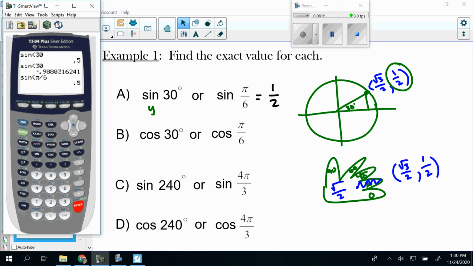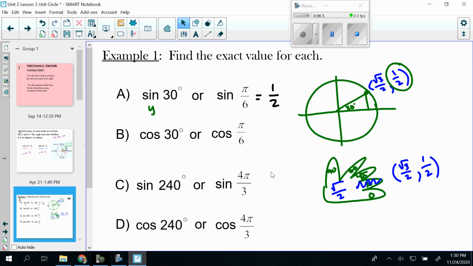All right, so then cosine of 30, that's the same triangle we just looked at then. That would be talking about our x value, because cosine's always your x value. So we can see that's our same triangle right here. This should be equal to square root 3/2.